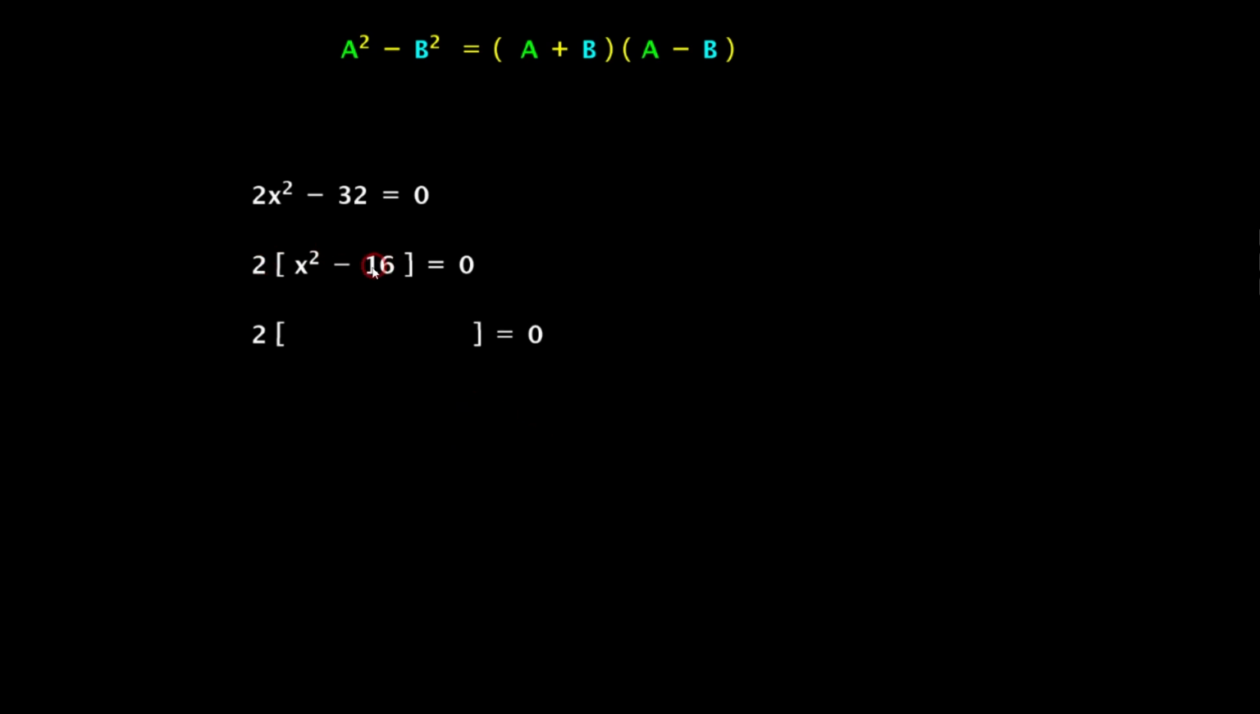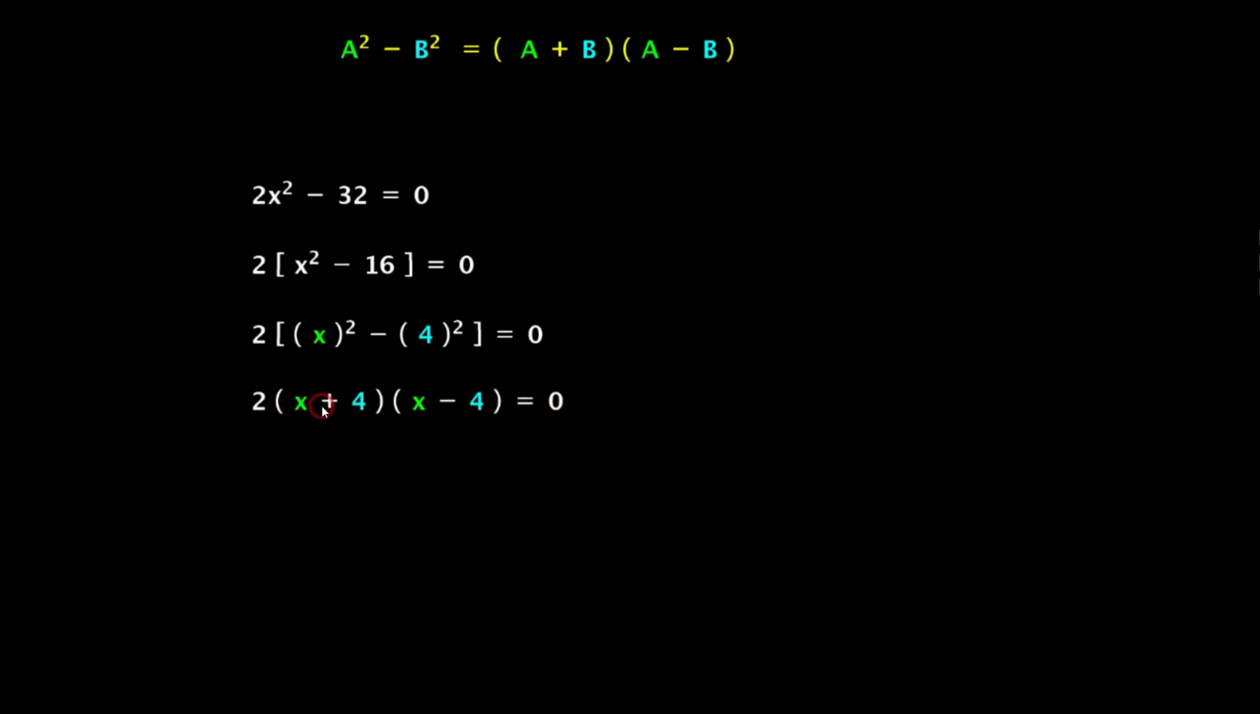So 2 times, we keep it blank, the parenthesis. x squared inside the bracket is x to the power of 2. 16 inside the bracket is the power of 2. So inside we can play with the conjugate pair, x plus 4 times x minus 4. So the answer should be x plus 4 times x minus 4. All we are doing is just following the formula. Now 2 times the first parenthesis times the second parenthesis equals 0.